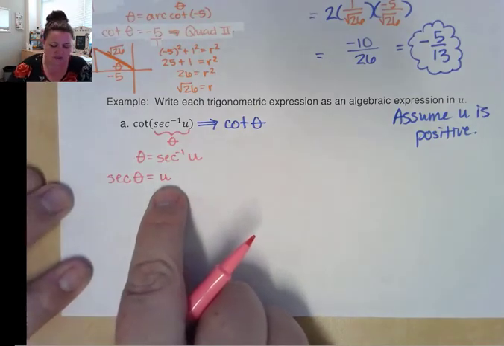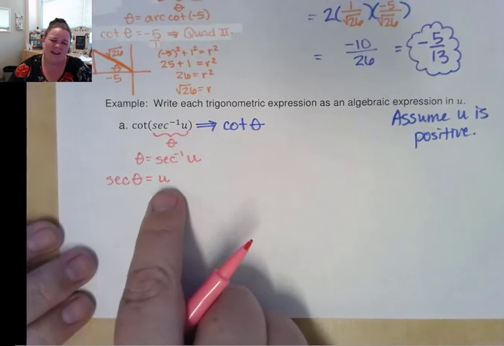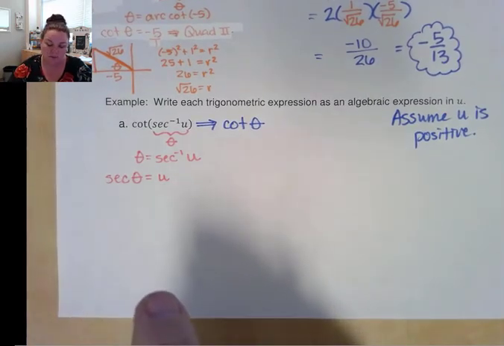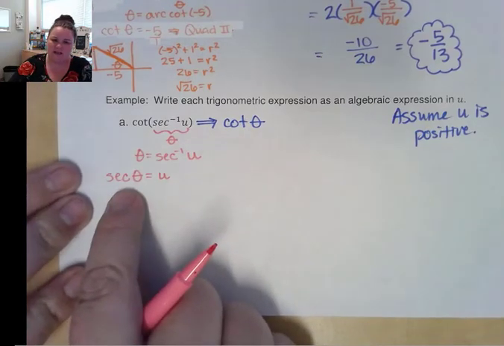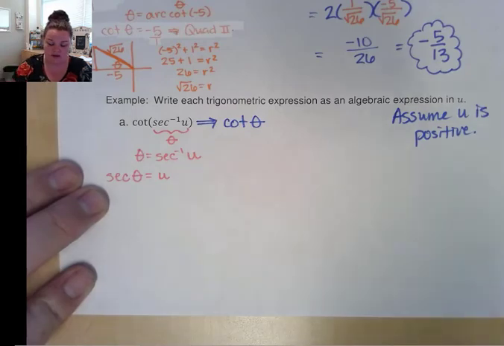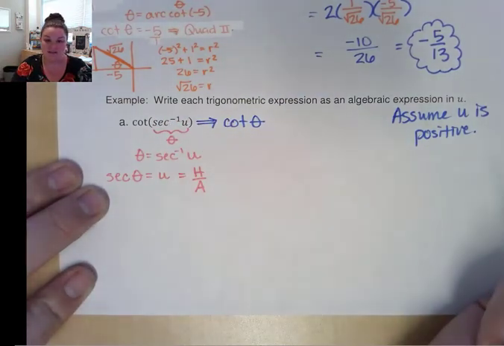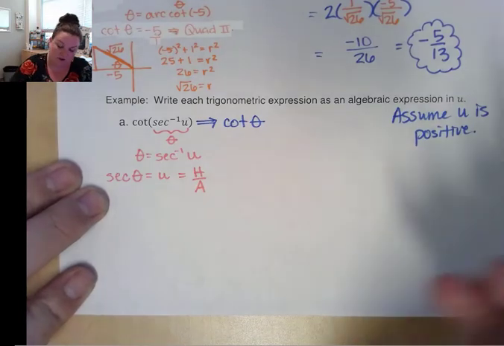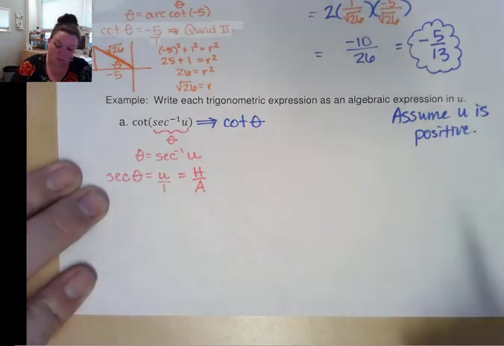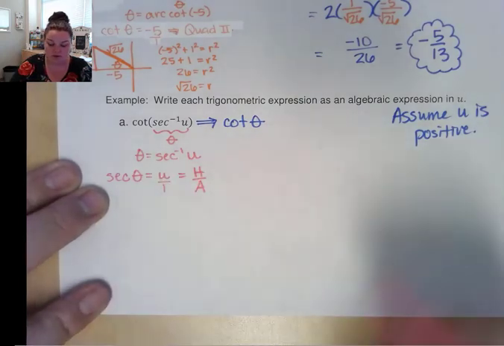Now, I want to change this into something that I'm used to working with. Well, I guess we'll just leave it. Never mind. Because we know what secant is. Secant is the inverse of cosine. Cosine is adjacent over hypotenuse. So if we invert that, that's going to be hypotenuse over adjacent. So I'm going to write this as u over 1. We don't know the actual number, but we can still make a reference triangle out of it.